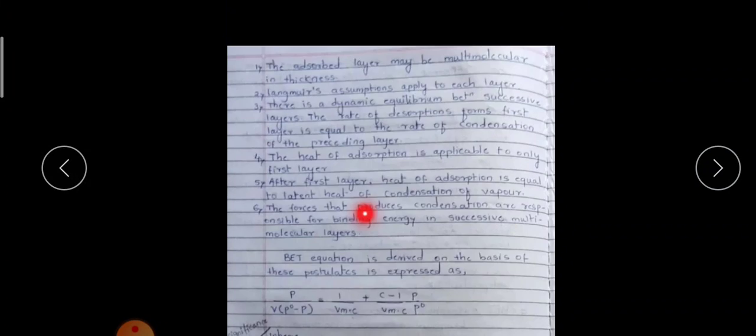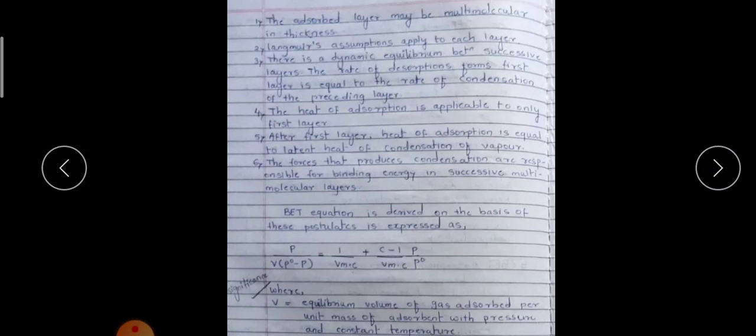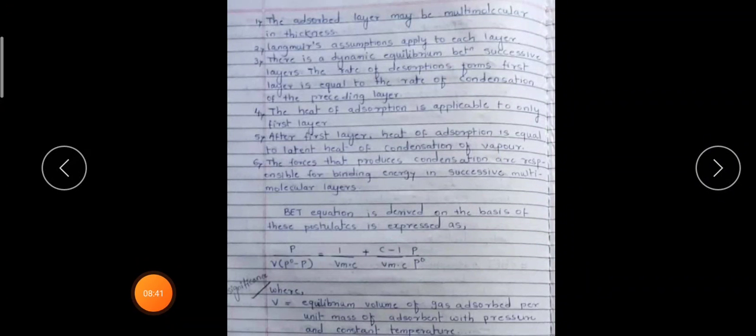The first assumption is that the adsorbed layer may be multimolecular in thickness, and whatever the assumptions of the Langmuir adsorption isotherm are there, they are applicable to each layer. There is a dynamic equilibrium between the successive layers. The rate of adsorption on the first layer is equal to the rate of condensation of the preceding layer. The heat of adsorption is applicable only to the first layer. After the first layer, heat of adsorption is equal to the latent heat of condensation of the vapor.